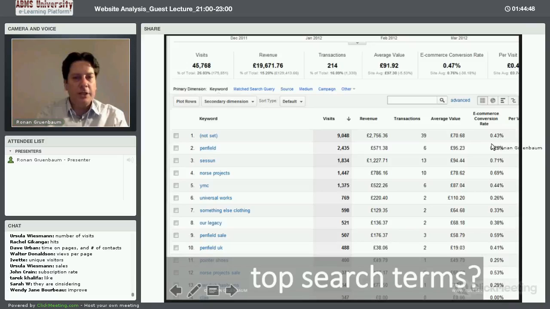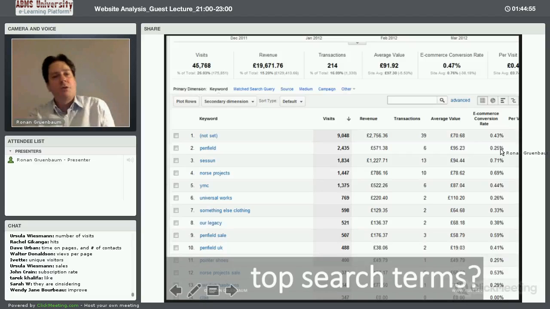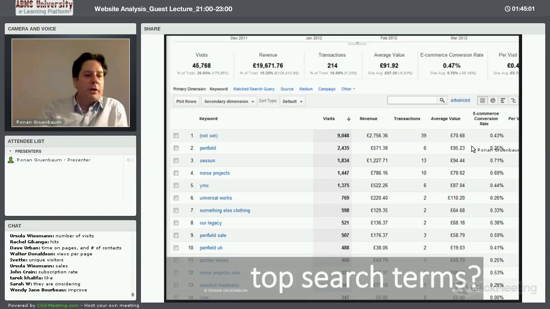So if you look at Penfield again, this is a conversion rate of only 0.25%. So there's only 2.5 people per 1,000 who searched for Penfield and actually bought something on our site. So we can think, why is that? Is it because of our pricing structure? Are we too expensive? Is it because we don't have as big a range as some of our competitors?